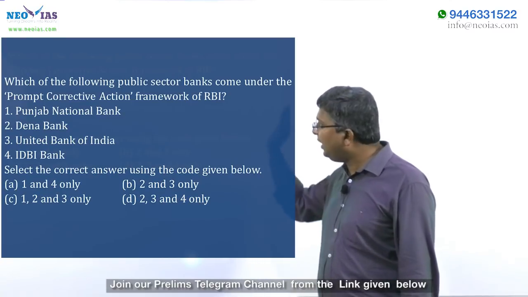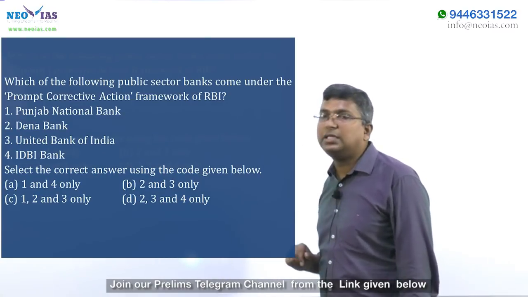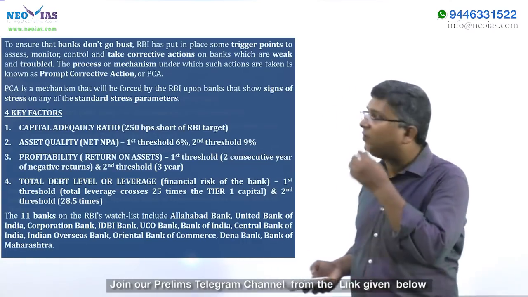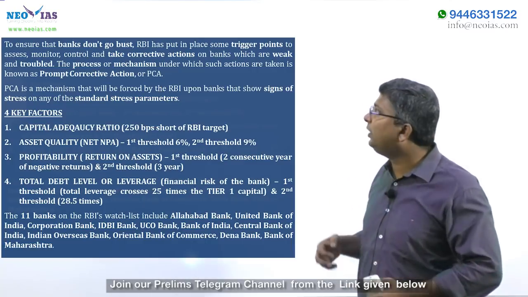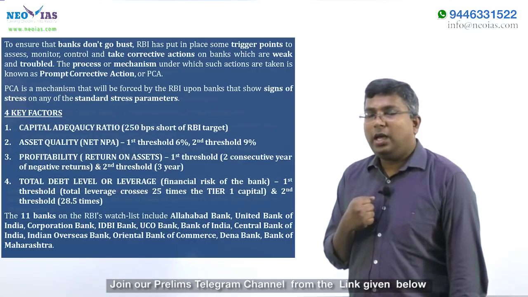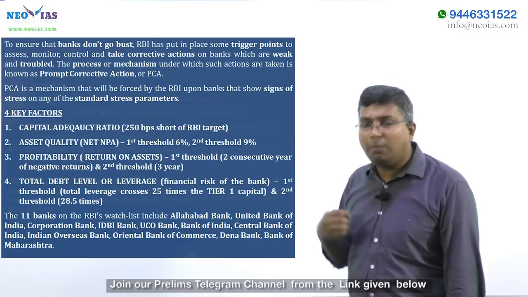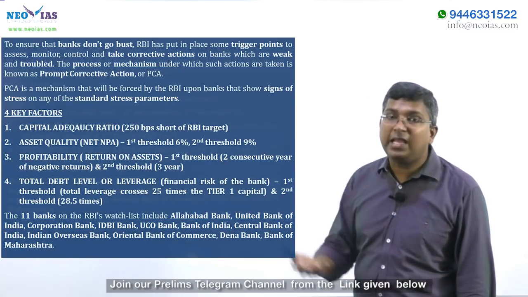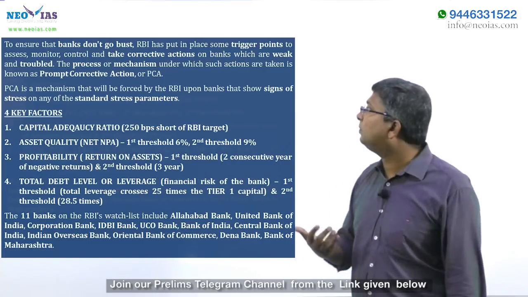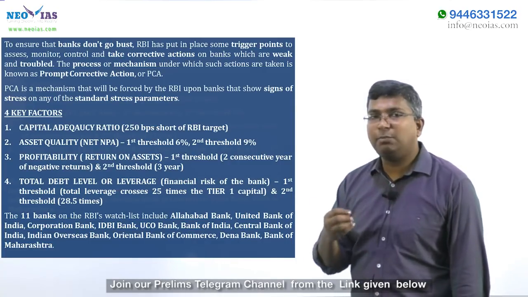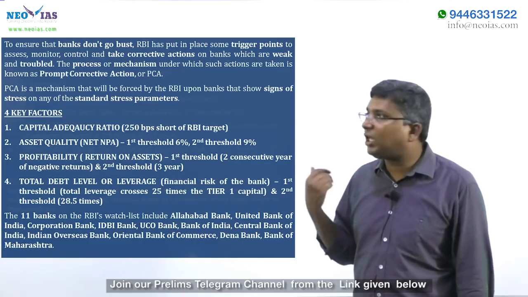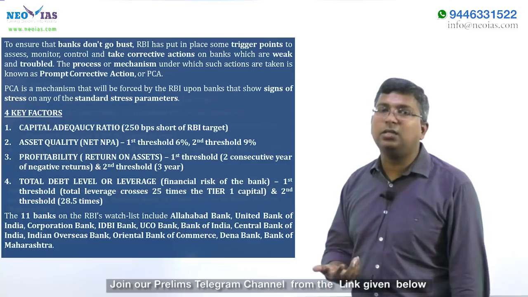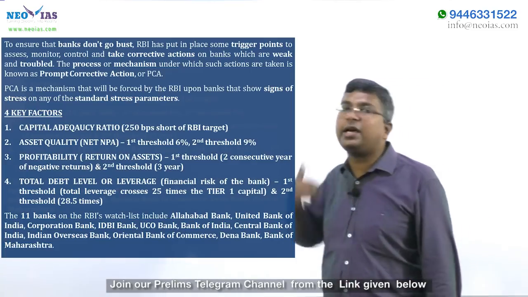Again, before trying to solve this question, we will have an idea of what this PCA framework is all about. To ensure that the commercial banks of India do not fail or bust, RBI has put in place some trigger points. So we'll discuss what those trigger points are, and what they are for: to assess, to monitor, to control, and to take corrective actions.